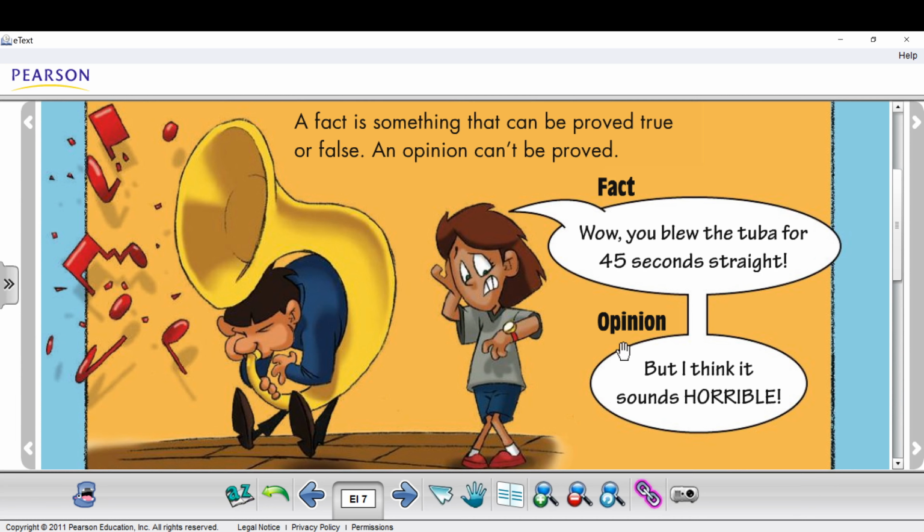While opinion is the opposite. But I think it sounds horrible. It's her opinion that the music he played is horrible, is very bad. As opposed to fact, opinion can be false, and we cannot even prove it to be false or true because we may have different opinions. For example, if for her this music is horrible, bad, for me maybe it's very good. So I would say, oh no, I don't agree with you. I think it's really good.